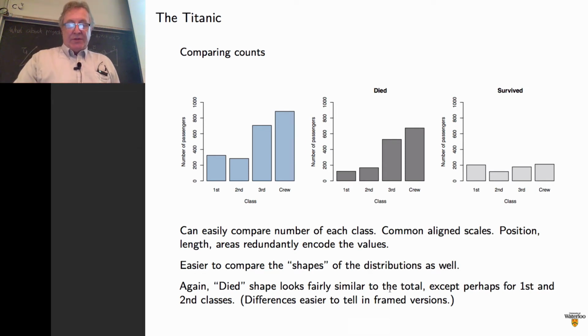And those differences are easier to tell when we frame them. And I guess, again, we've got position, length, and area because they all have the same width. So you've got sort of three ways of encoding the same information, so there's lots of redundancy there. That's encoding individual, but I want you to think about the shape of that distribution. I've got tall guys on the right and short guys on the left in both of these cases, and something a little different there.